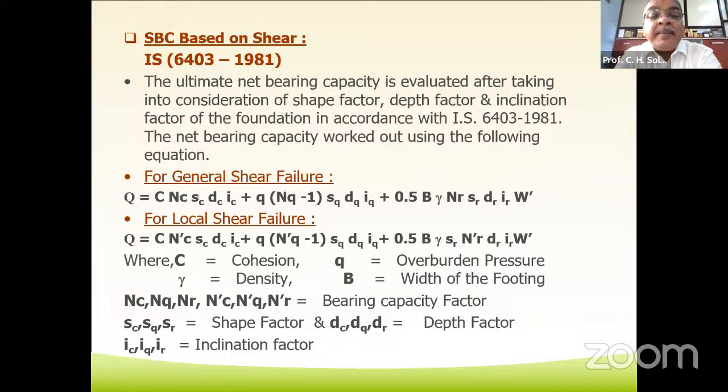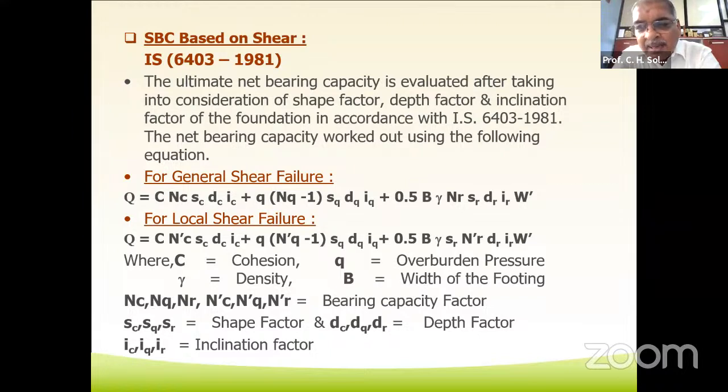DC, DQ and D gamma are known as the depth factors, depending on the depth and width of the foundations. And IC, IQ and I gamma are known as the inclination of the load factors. In addition to this, how do we consider the position of the water table, does it affect or not? It is given in the form of the water table correction factor, W dash, in this equation.